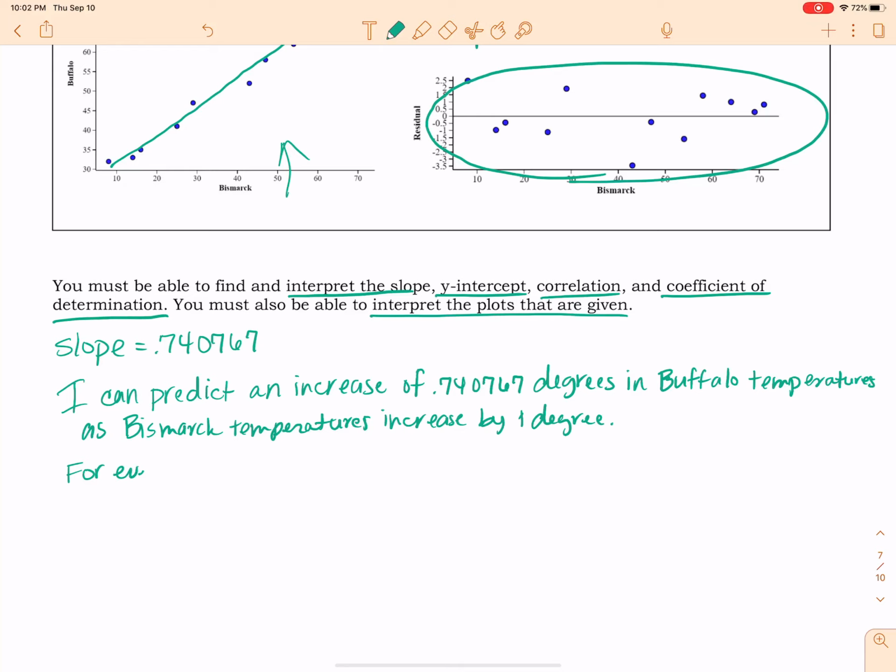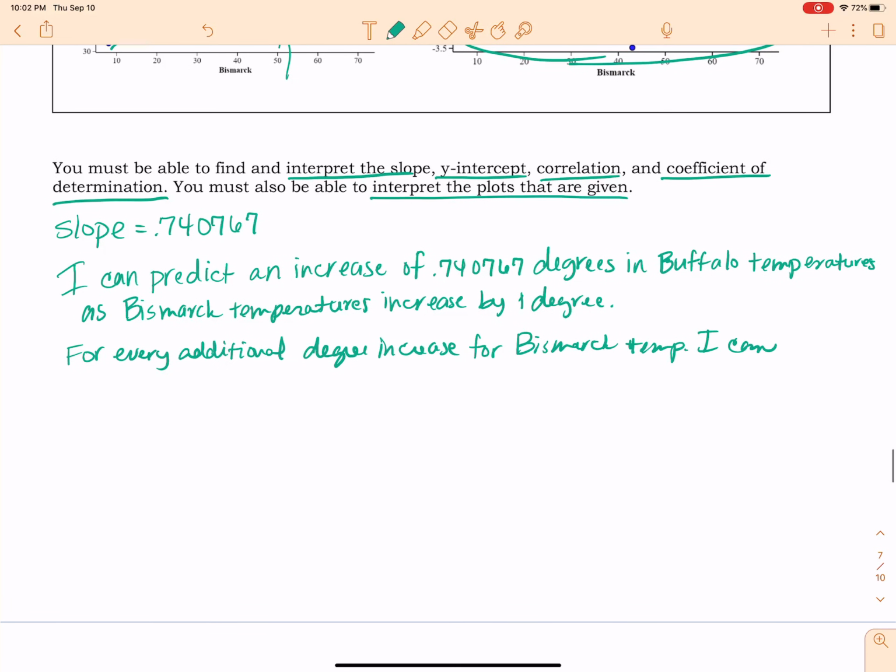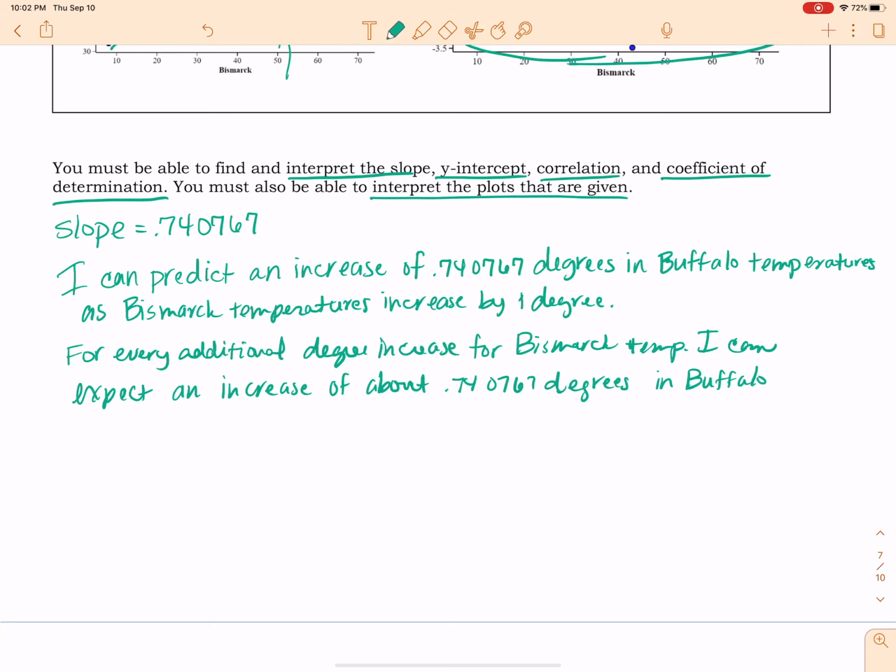For every additional degree increase for Bismarck temperature, I can expect an increase of about 0.740767 degrees in Buffalo temperatures. Okay, and I know my handwriting's sloppy, and I'm sorry.